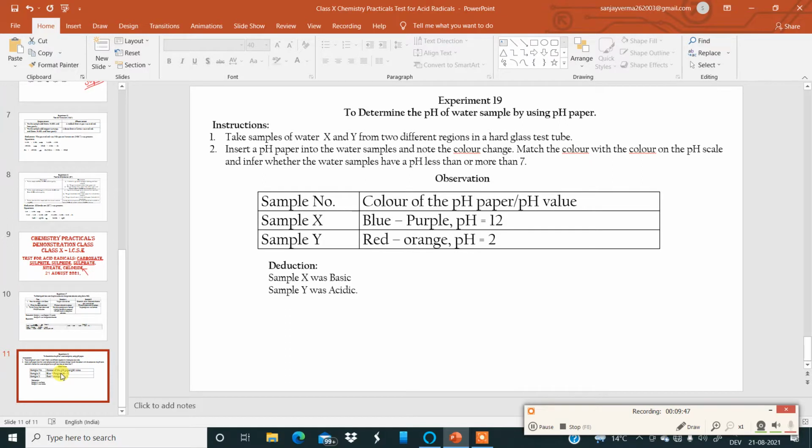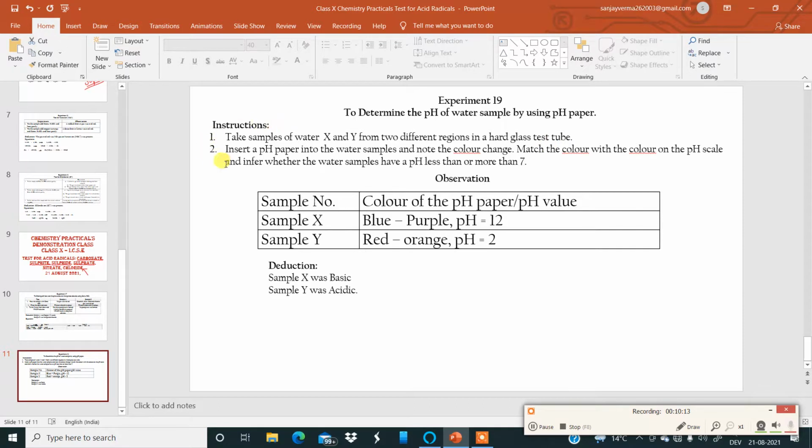So here instructions are given. Take samples of water X and Y from two different regions in a hard glass test tube. So I will take sample X and sample Y containing water in a hard glass test tube or in a small beaker. A small beaker may be a 100 ml beaker.